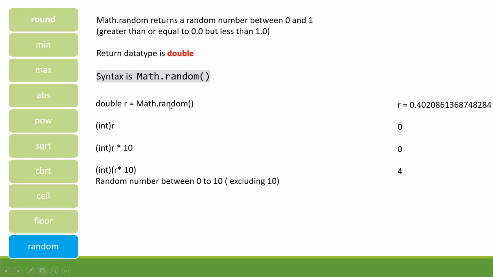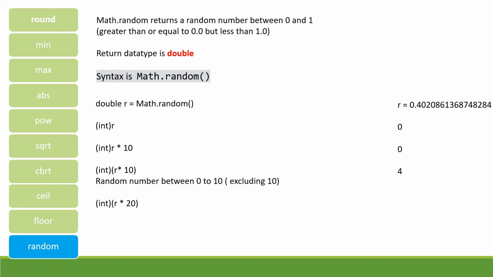What is the maximum value math.random can return? 0.99. What is 0.99 into 10? 9.99. int of 9.99 will be 9. Okay, so this can give me a random number between 0 to 10 excluding 10.